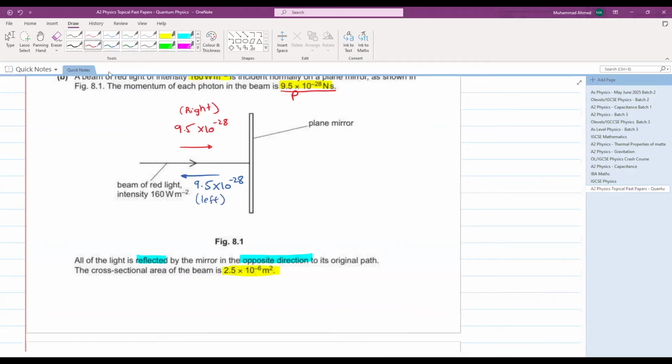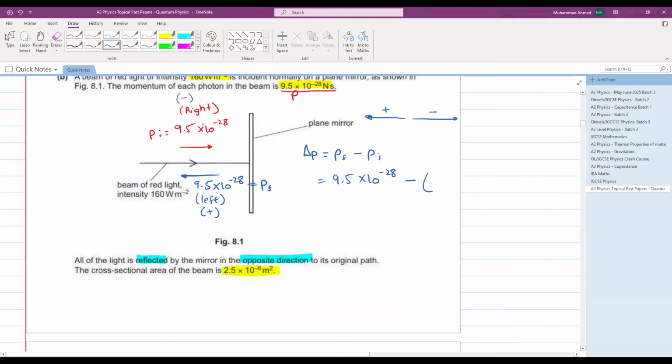You can say this is your initial momentum, and this is your final momentum. Can you calculate change in momentum? Before doing that, let's assume that the left hand side is positive and the right hand side is negative. Final momentum minus initial momentum. Your final momentum is towards the left, hence it will be positive, so this becomes 9.5 into 10 to the power of minus 28. Your initial momentum is towards the right, so it will become negative, negative 9.5 into 10 to the power of minus 28. Negative negative becomes positive: 19 into 10 to the power of minus 28. This is your change in momentum.